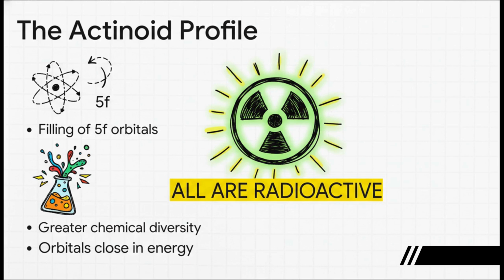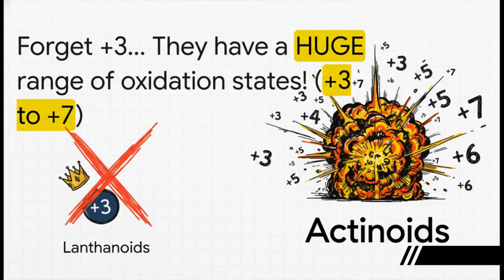But the real source of their chemical chaos is that their 5f, 6d, and 7s orbitals are all super close in energy. It's like a traffic jam of electrons ready to go. And because those orbitals are all mashed together in terms of energy, electrons from all of them can get involved in bonding. So you can forget about that nice stable +3 state. The actinoids threw that rulebook out the window. They show a massive range of oxidation states, going all the way up to +7 sometimes.